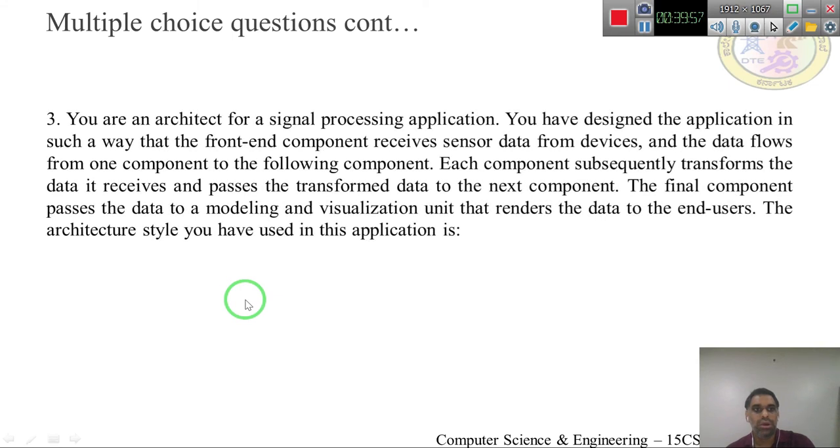Question 3. Suppose there is an application which you have to develop. So you act like an architect for a signal processing application.